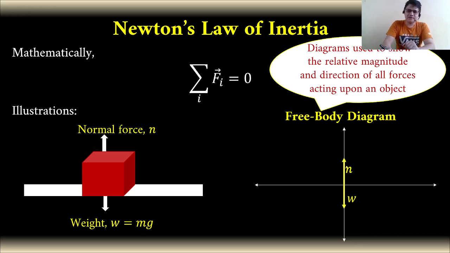Now, the direction of the normal force is upward, so we have to draw it upward in this free body diagram, where this is our origin. Everything that is drawn upward from the origin is taken as positive, and we have the negative for those that are downward.